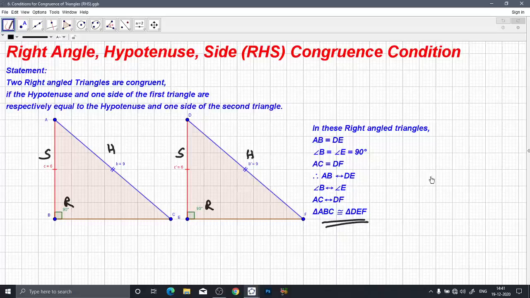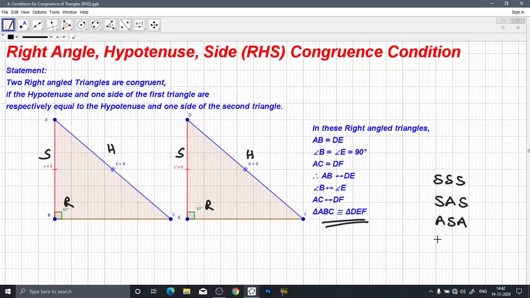The first one, all three sides should be the same, side, side, side. The second one, side, angle, side. Two sides and the included angle in between them should be equal to the two sides and included angle of the second triangle. Those two triangles are also congruent to each other. And ASA means two angles and the included side of one triangle are equal to the corresponding two angles and included side of the second triangle, then those two triangles are congruent to each other.